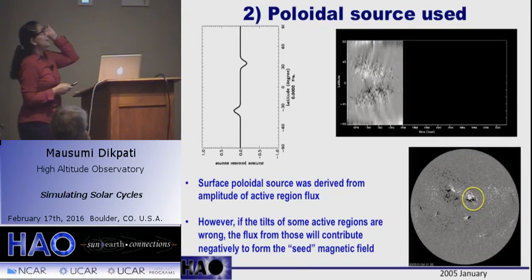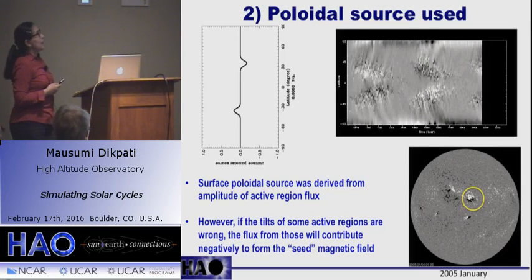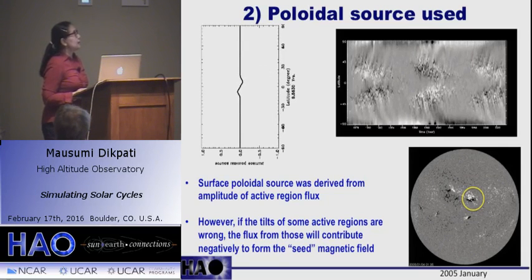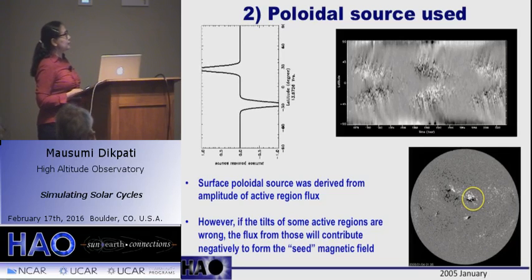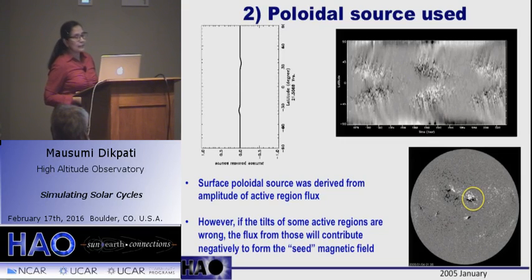Then I come to the second point, the poloidal source. The poloidal source was derived from the amplitude of active region flux. However, if the tilts of some active regions are wrong, the flux from those will contribute negatively to the seed of magnetic fields. For example, you see in this diagram, it is in the late declining phase of cycle 23, January 2005. You see this spot, this is wrongly tilted. The correctly tilted spot is here, and this is wrongly tilted.